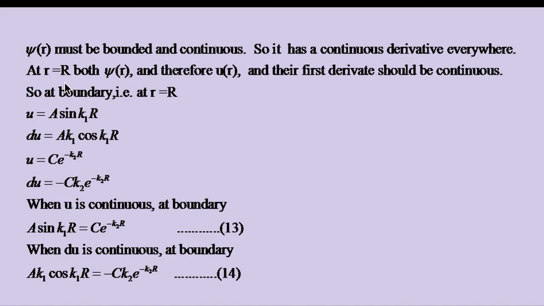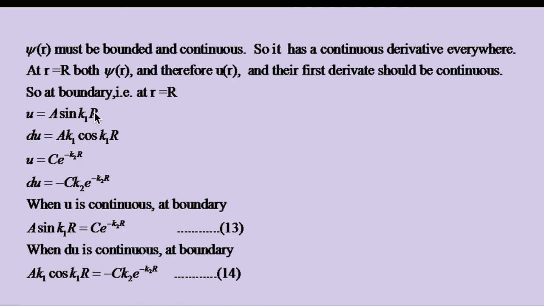And at r is equal to capital R, both psi(r), where you are writing psi(r) as u(r) by r, so both psi(r) and u(r) and their first derivative should be continuous. That means from one region to the other region you are entering at r is equal to R, so that function must be continuous there. Without any break, it must go from one region to the other region, and also the first derivative of the function should be continuous.